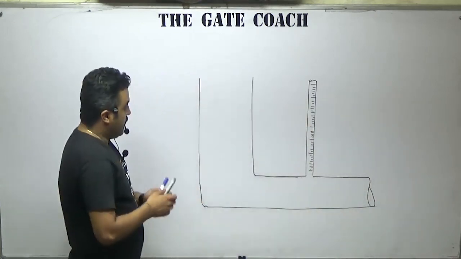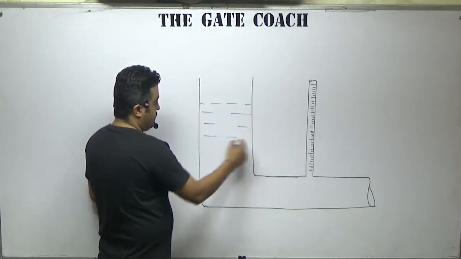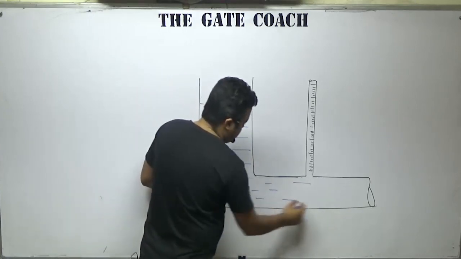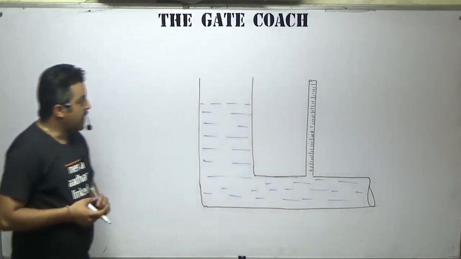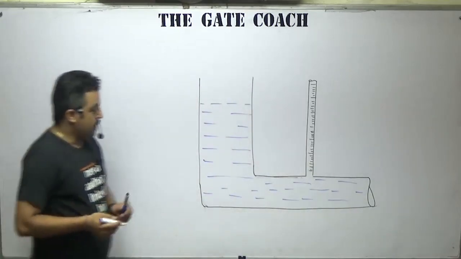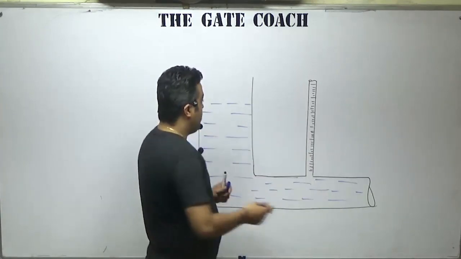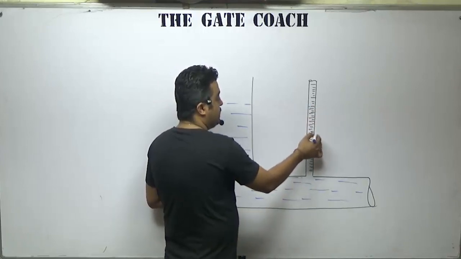Okay. Let's suppose there is some level of water here, or some fluid. Now when we connect this piezometer to this pipe, obviously the water level is going to rise in this tube here, and obviously this level will be exactly the level of the tank.